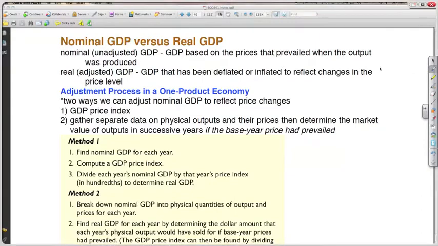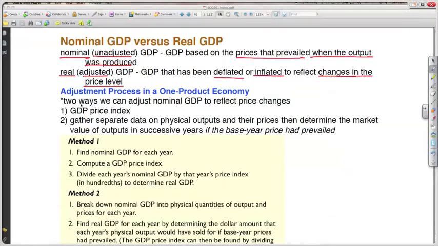So now we have our nominal versus real GDP. Nominal is when we have GDP based on prices that prevailed when the output was produced. So that year. Nominal is unadjusted. Real is when we adjust for inflation or changes in the price level. So if the general level of prices increases, then we'd have inflation. If the general level of prices decreased, then we'd have deflation.